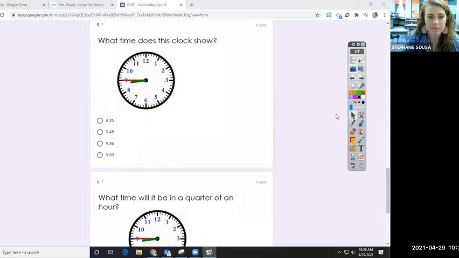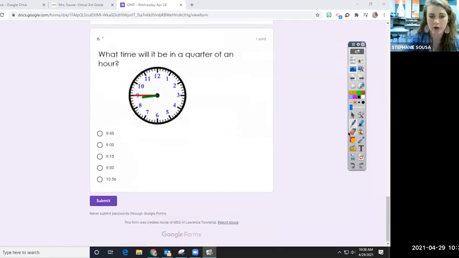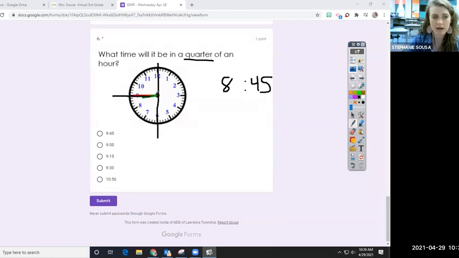Next up, what time will it be in a quarter of an hour? Well, it is currently 8:45, and we know that quarter, like on a dollar, there's 4 of them. We also know that quarter is another word for fourth. If you cut it into quarters. So I'm going to cut my clock into quarters. Right now, our minute hand is right here. They're saying in 1/4 of an hour, it'll be at the 0. When it goes to 0, it's a new hour. So it will now be 9 o'clock.